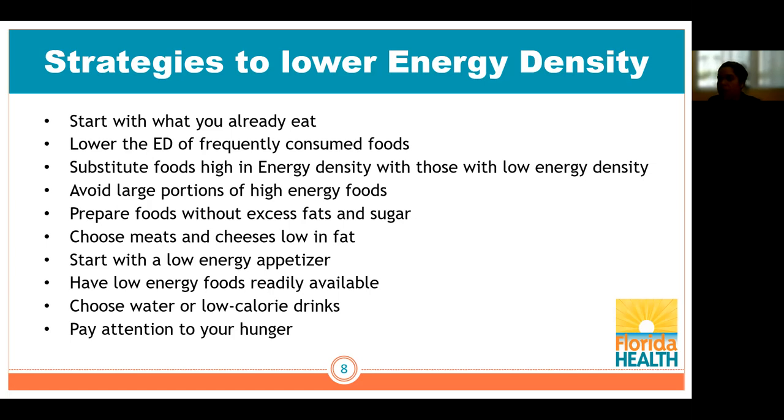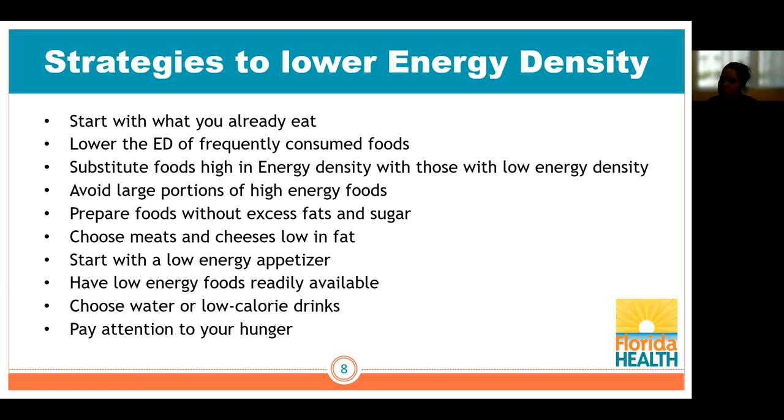Just really focus on portion sizes. I think that's a really important thing. That way you don't feel like you're limited in your eating choices. You can still eat what you want. I don't want you to feel like you can't eat anything, because in reality you can.